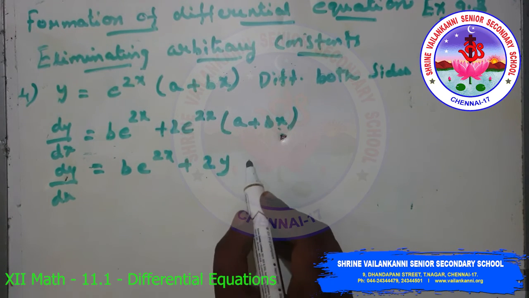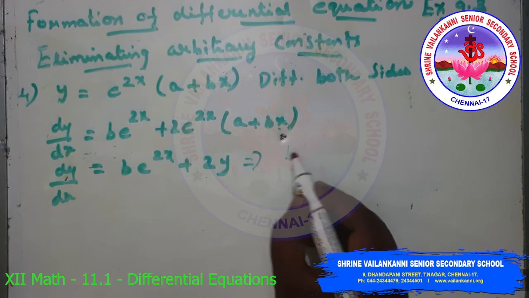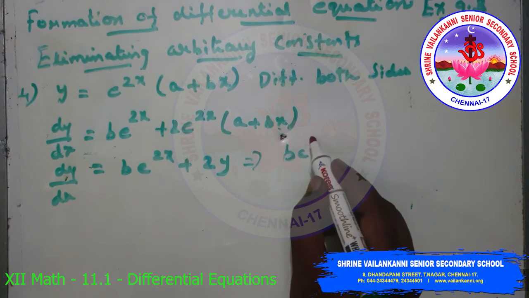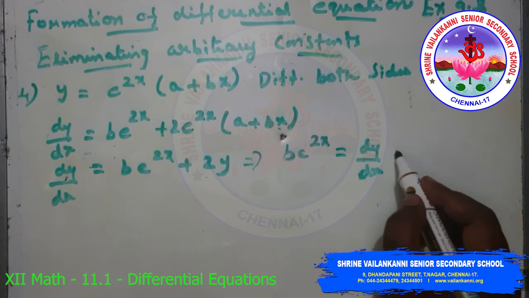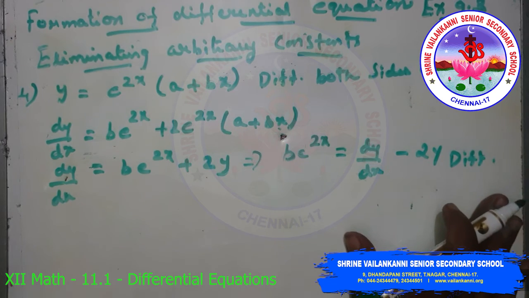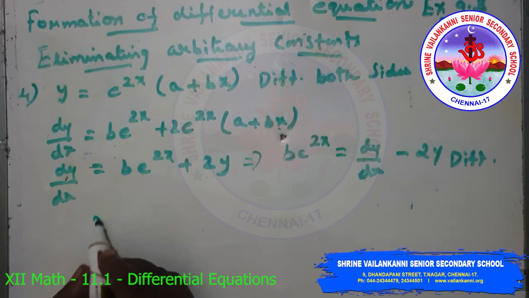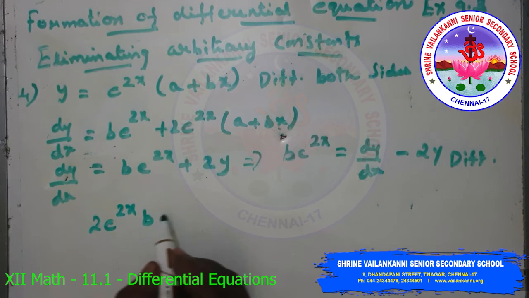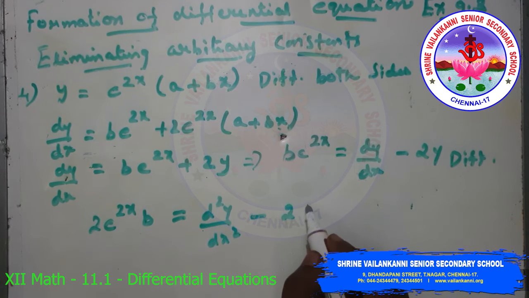So we can write this equation as b into e power 2x, which is equal to dy by dx minus 2y. So differentiate both sides with respect to x. Differentiating e power 2x, we get 2 into e power 2x into b, which is equal to, differentiating the right side, d square y by dx square minus 2 into differentiating y, we get dy by dx.